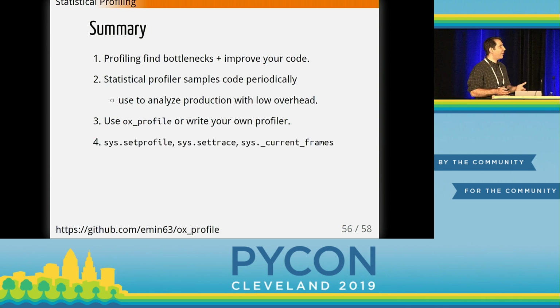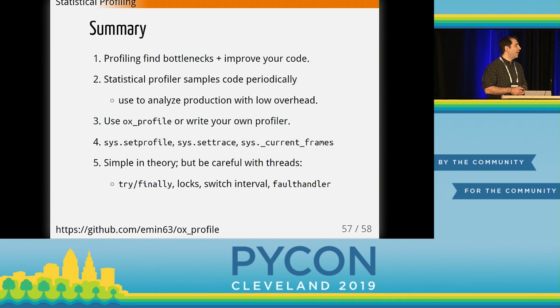The key functions here are setprofile, settrace, and sys._current_frames, which let you peek into what the interpreter is doing or have the interpreter call your function periodically. It's simple in theory, but anytime you're using threads, be careful: use try/finally, use locks, maybe use a switch interval, and use faulthandler. So that concludes the main talk, and I'm ready for Q&A.